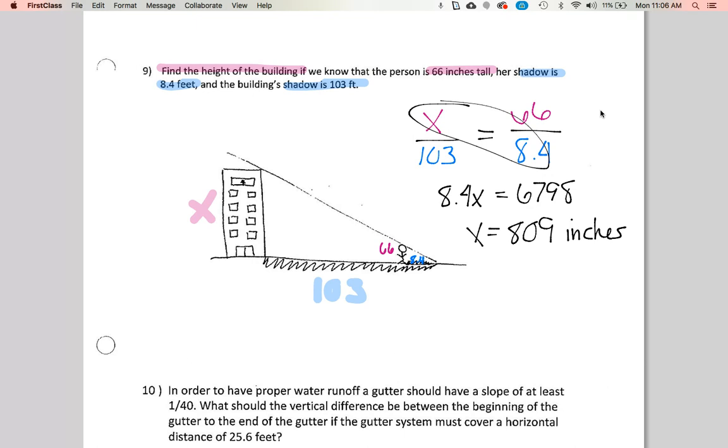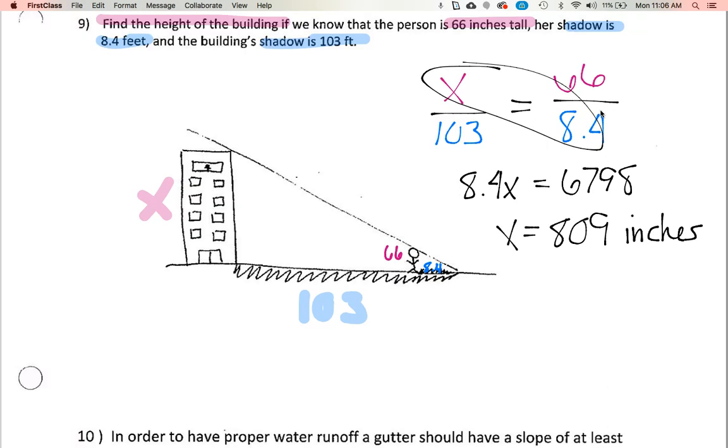That was an exit ticket question. Somebody pointed out that I wrote feet, and I believe it ends up being about 67. So if you got it marked wrong, I did go back and change your answers. Not that it counts for accuracy, but if you thought you got it wrong, you can check back. 809, or if you put 67 feet, either one of those is correct.